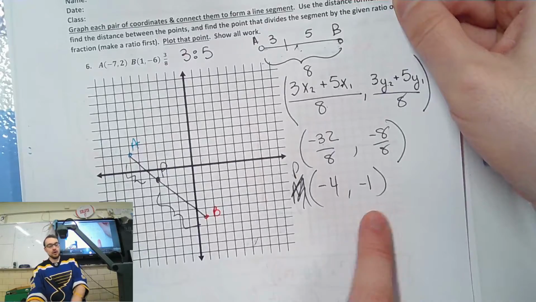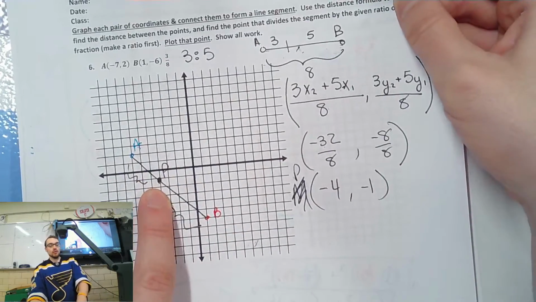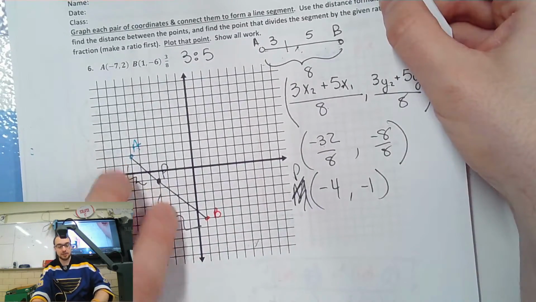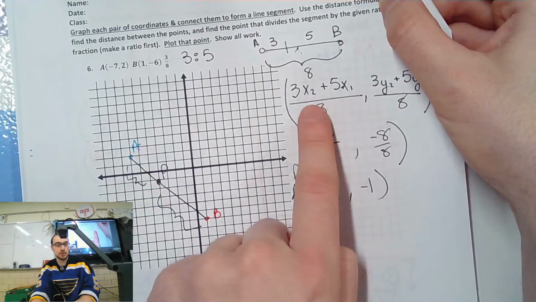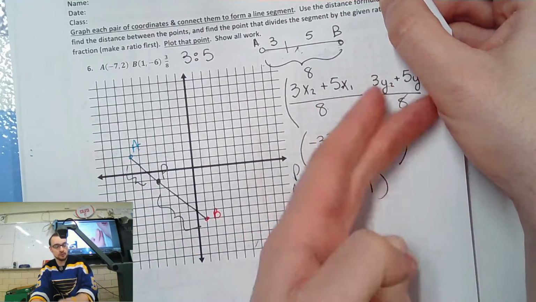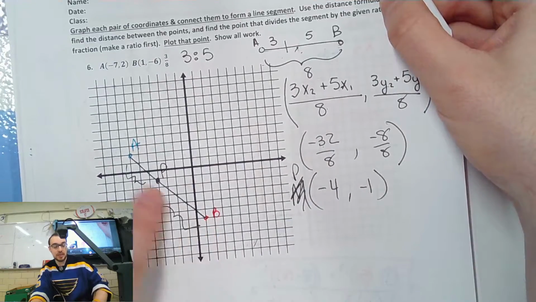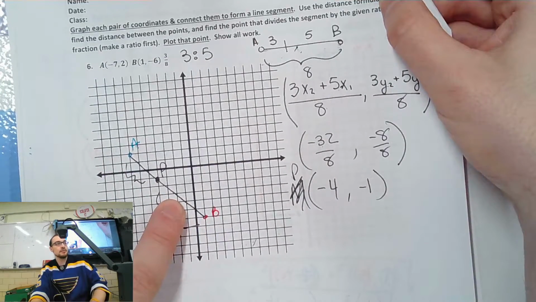We get -4 and -1, which means that coordinate, -4 and -1, is 3/8 of the way going from A to B. If you had mixed up your x1 and x2 and your y1 and y2, if you flipped them, you would have gotten the point that was traveling from B to A, so you would have gotten that one, which is 3/8 of the way, right? So make sure you do x2 and y2.